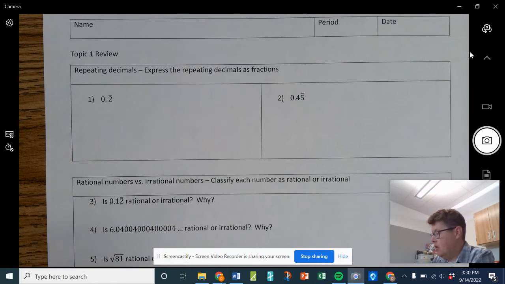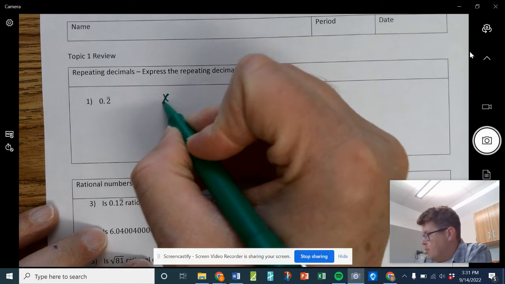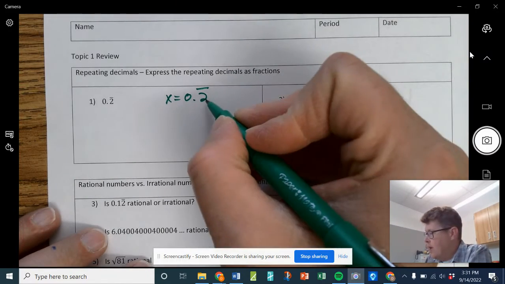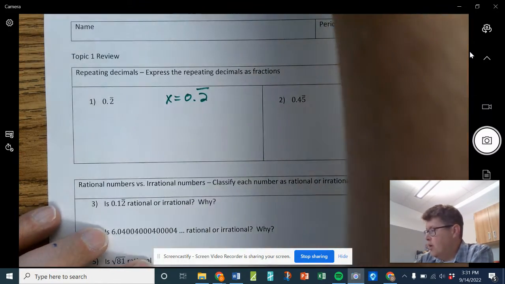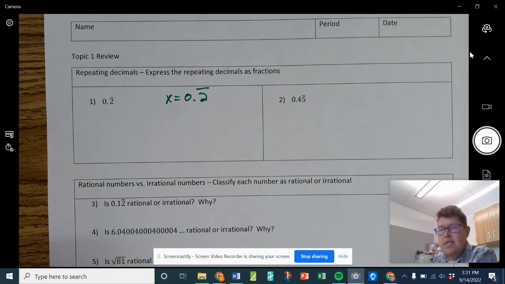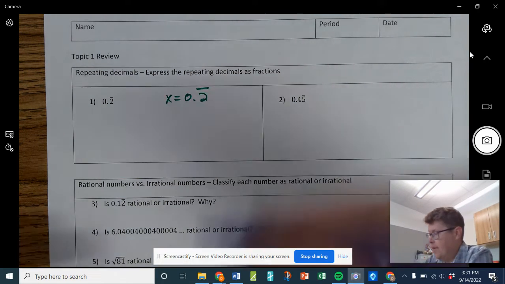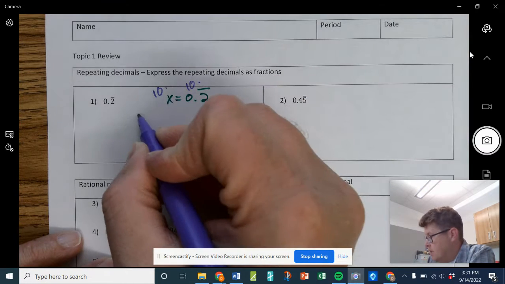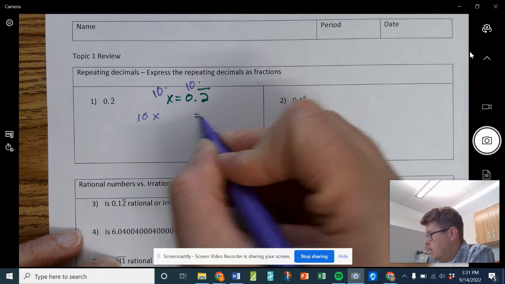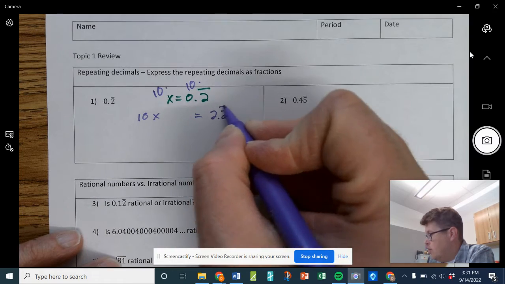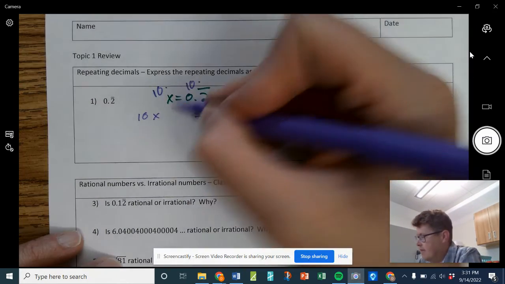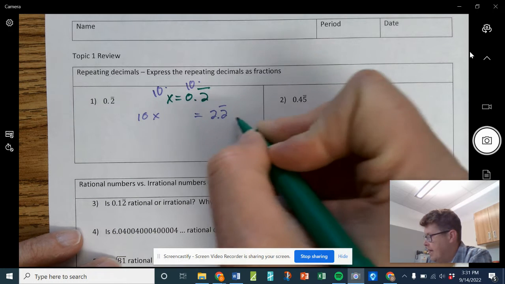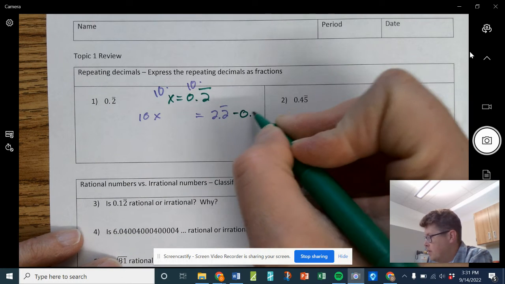Okay, so what we do here, first step, is we take our repeating decimal, we set it equal to x. Now, since we have one repeating decimal, we are going to multiply each side by 10 to the power of 1, which is 10. So this gets us 10x on the left and 2.2 repeating on the right. I left a little space there because what I want to do is get rid of this repeating decimal part of it. And how I do that is subtract that original 0.2.